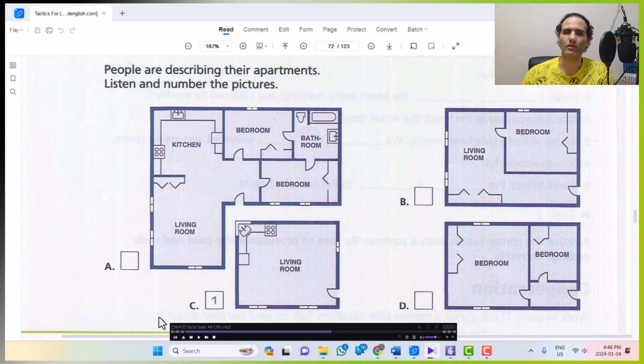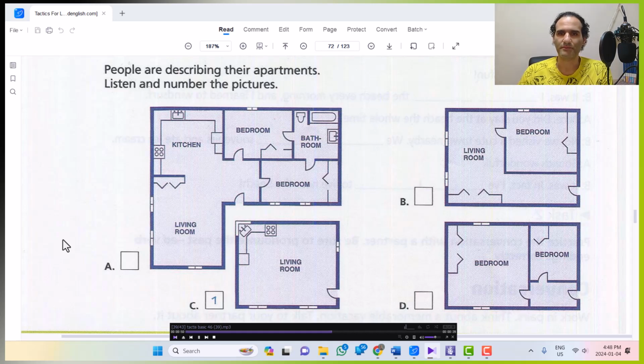Okay, so what about this one? It's got one living room, one kitchen, and two bedrooms. So because of the two bedrooms, it must be this one, right? So she's living in a big place, and the boy wants to go and live with her, right?